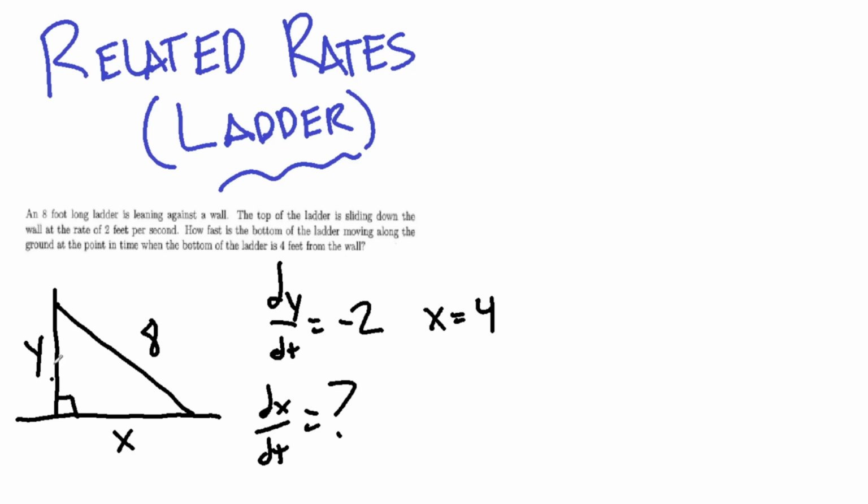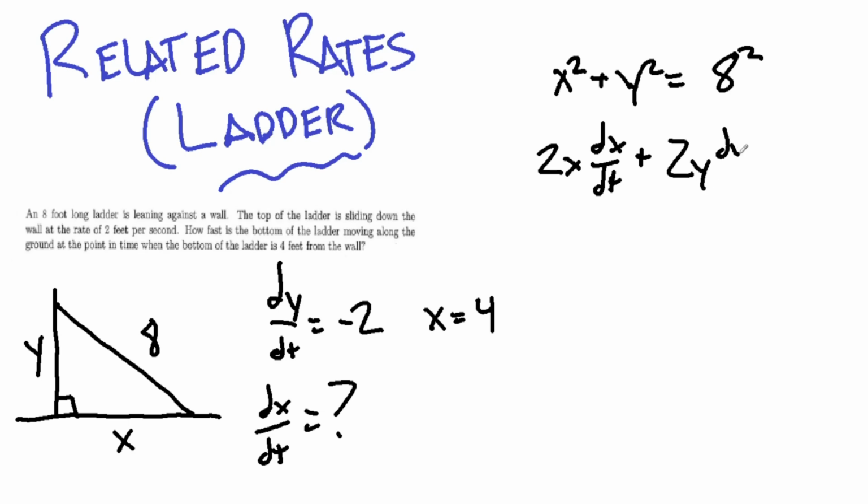So here's what we want to do first. We want to think about what's an equation that relates these three variables. That would be the Pythagorean theorem. So x squared plus y squared equals 8 squared. Now that we have this equation that relates all of our variables, we take the derivative of it. The derivative of x squared is 2x dx/dt, because we're differentiating with respect to time, plus 2y dy/dt, and then the derivative of 8 squared, because it's a constant, is just 0.